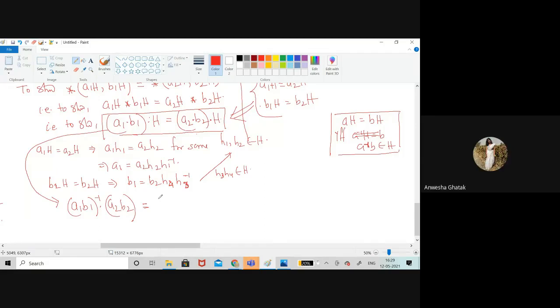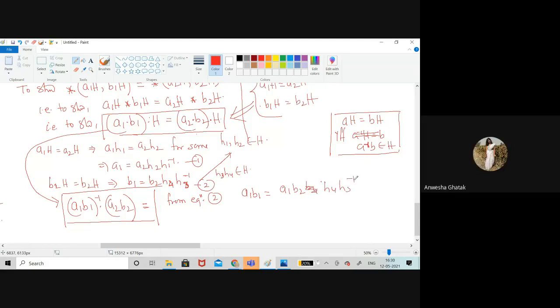Yes, sir. I say that in the second equation, if I compose A1 from the left side. So this is equation 1 and this is equation 2. Okay, I will write whatever you tell. From equation 2, what should I write? A1 B1 equals A1 B2 h4 h3 inverse.